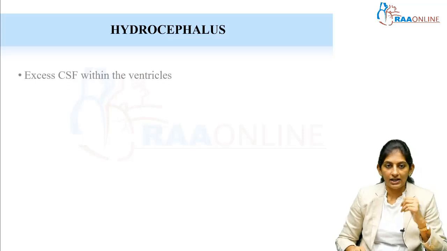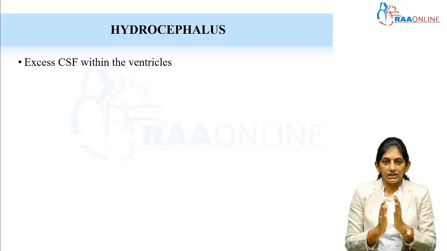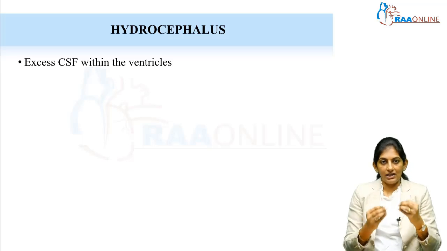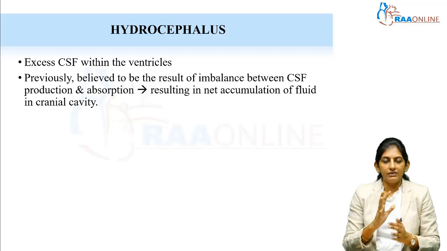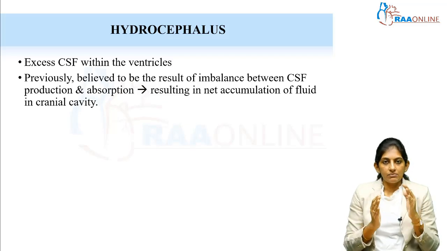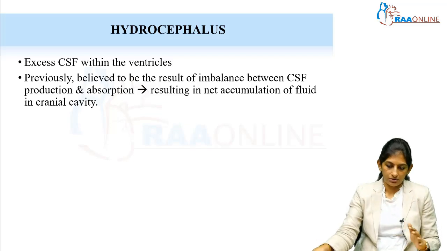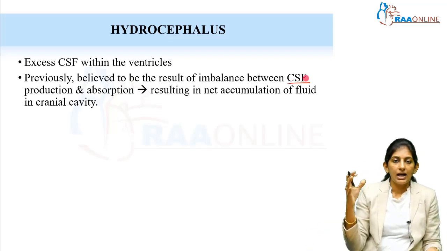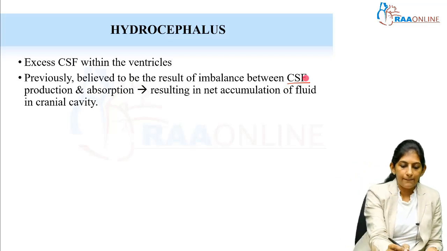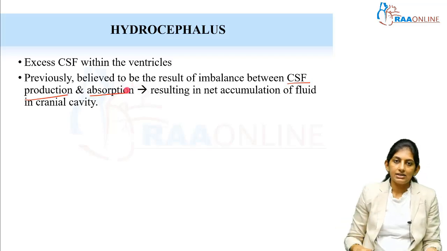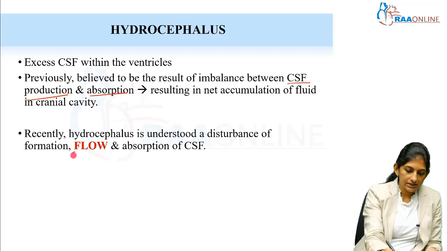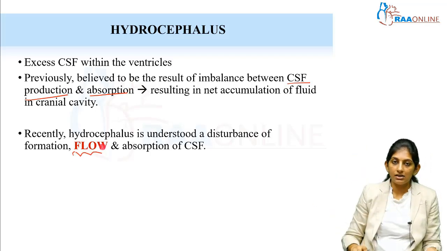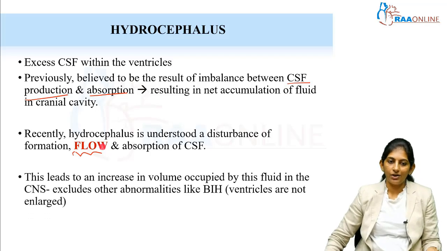Okay. So, starting with the simple definition, hydrocephalus means excess CSF inside the ventricles. Previously, it was believed that it is only an imbalance between CSF production and absorption. So, CSF is produced too much and it is not absorbed, so much of CSF is getting accumulated in the ventricles. It was believed that. But now, the concept has changed a little. What we believe is, it is not just the production and absorption, but there is some disturbance in the flow of the CSF that is also contributing to hydrocephalus.